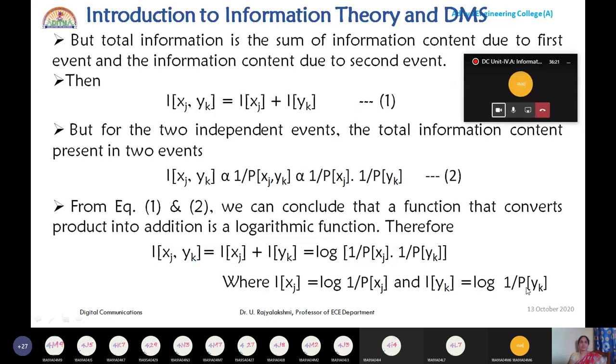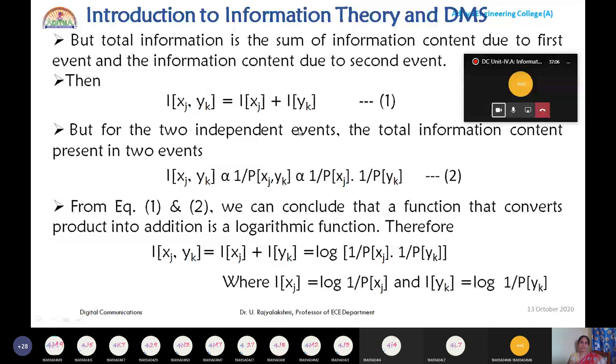From the first statement, we obtained that there exists inverse proportionality between the information and its probability. The information of the particular event is inversely proportional to its event probability. That is the first statement. From the second statement, we obtained that total information is the sum of the information contained due to the individual events. Okay, that is I of xj yk will be I of xj plus I of yk. But if the two events are independent of each other, P of xj comma yk will be the product, total probability will be the product of individual probabilities.